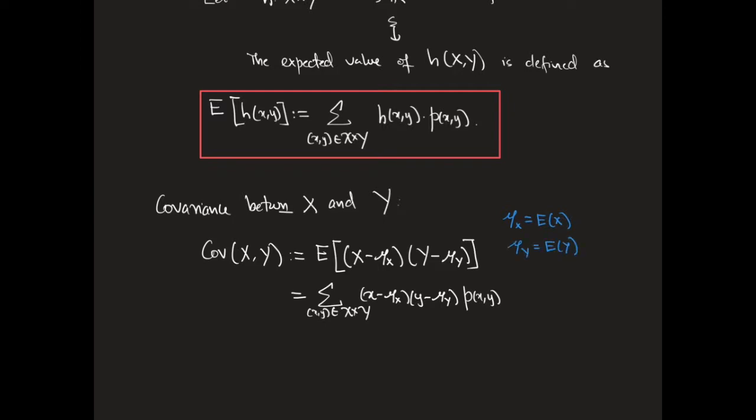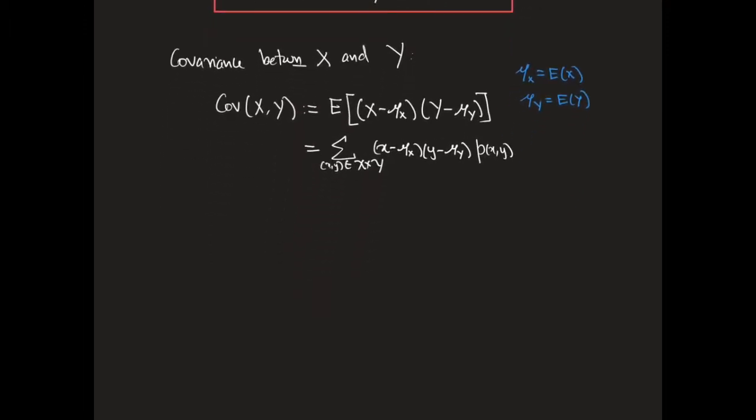The product (x minus mu x) times (y minus mu y) is going to be positive if both x minus mu x and y minus mu y are positive, right? Which means that for large values of x, we will have large values of y, which would imply a positive relationship between the random variables x and y. Similarly, for large values of x, we have small values of y. The product (x minus mu x) times (y minus mu y) ends up being negative, in which case the covariance is negative. So that ends up giving a negative relationship between x and y.